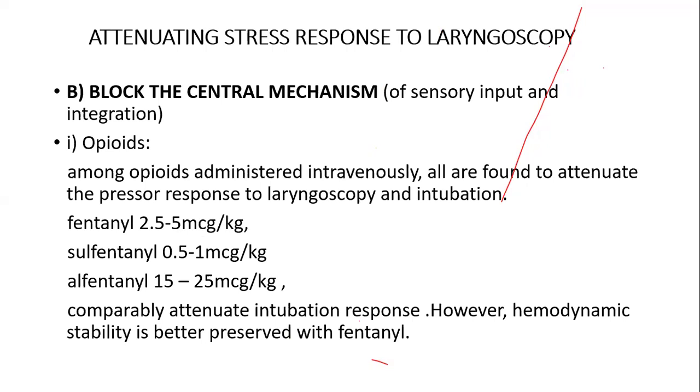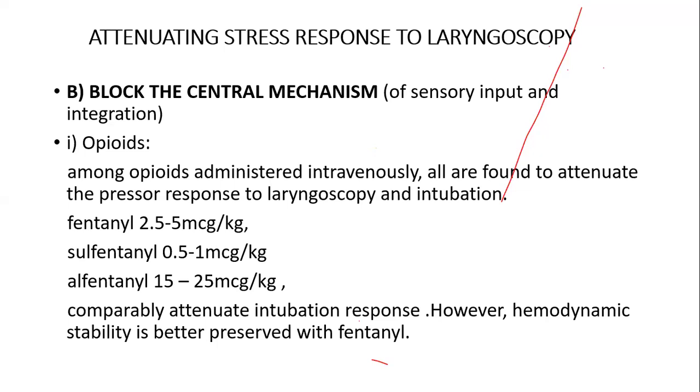So the first group of drugs we'll be talking about are the opioids. The opioids block the central mechanism, that is the sensory input and integration. Among the opioids administered intravenously, they are all found to attenuate the pressure response to laryngoscopy and intubation. Fentanyl is administered intravenously at a dose of 2.5 to 5 microgram per kg. Remifentanil is administered at a dose of 0.5 to 1 microgram per kg. And alfentanil is administered at a dose of 5 micrograms per kg.